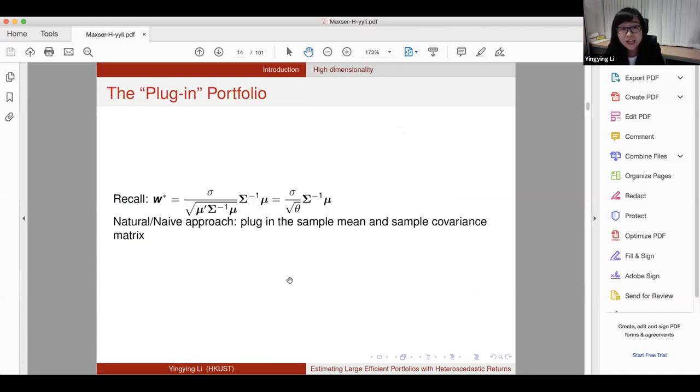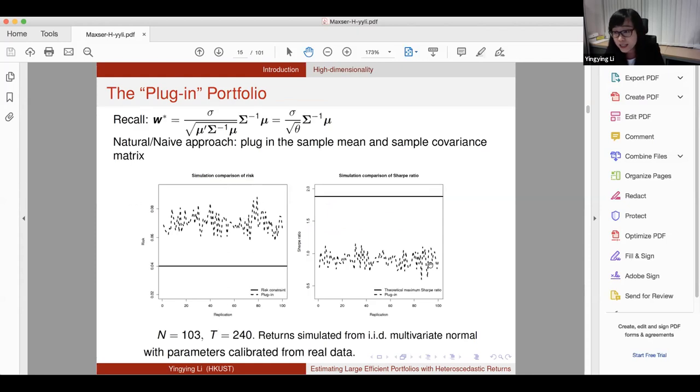So the plug-in portfolio, we are going to take this as an example just to illustrate the challenge due to high dimensionality. Recall that in the Markowitz optimization, the optimal weights W star have an explicit formula, where mu is the mean vector and sigma is the covariance matrix. Actually, they are unknown, so they have to be estimated in practice. When we use the most natural or naive estimators, such as the sample mean and sample covariance matrix, to plug in, we call that the plug-in portfolio, and then we obtain such results.